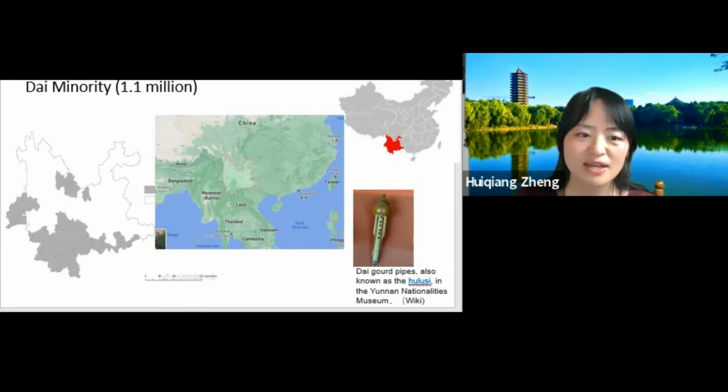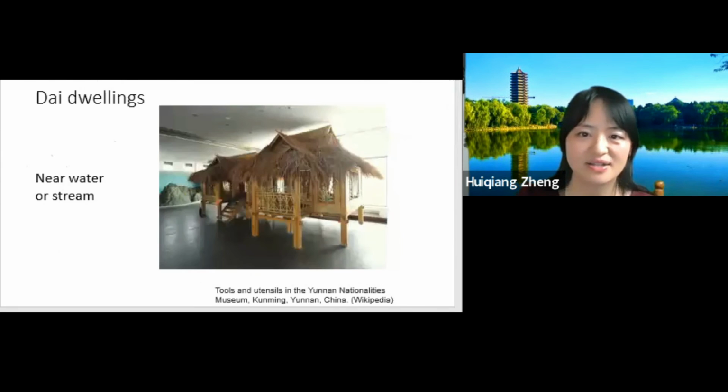The most commonly used instrument is a drum called the elephant foot drum. The drum is made in the shape of an elephant foot, and another traditional instrument is the Dai gourd pipe. Later I will show you the dance with the music.